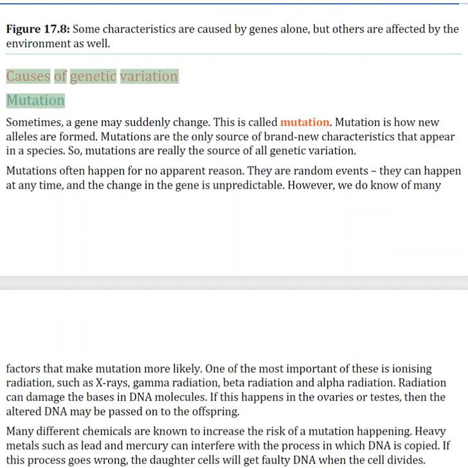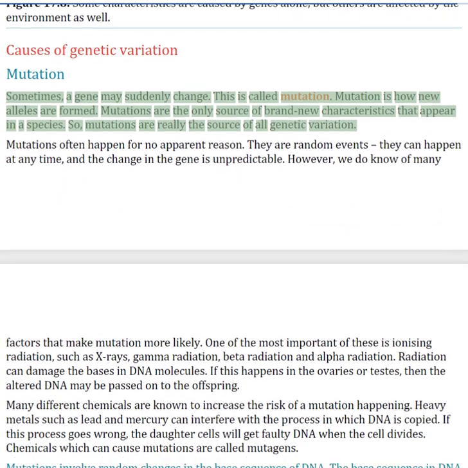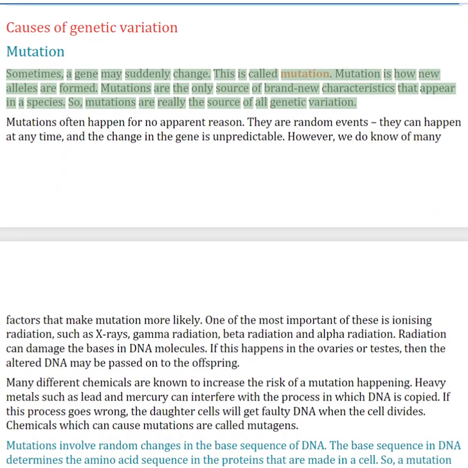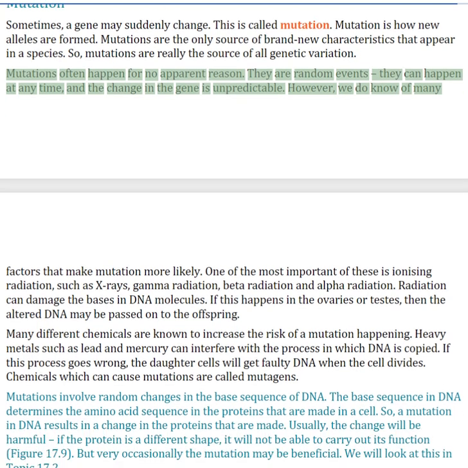Causes of genetic variation: mutation. Sometimes, a gene may suddenly change. This is called mutation. Mutation is how new alleles are formed. Mutations are the only source of brand new characteristics that appear in a species. So, mutations are really the source of all genetic variation. Mutations often happen for no apparent reason. They are random events, they can happen at any time, and the change in the gene is unpredictable.